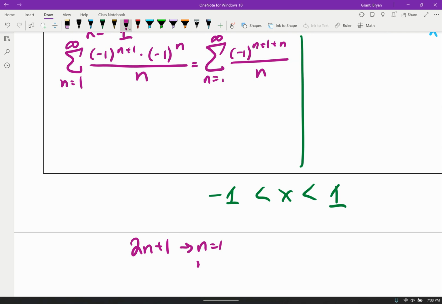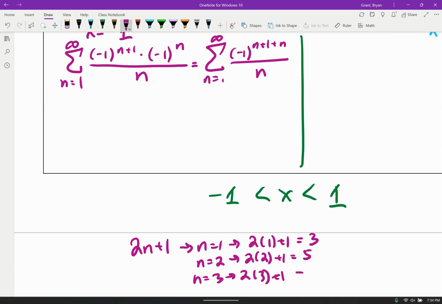So let's see, n equals 1, n equals 2, n equals 3. If n equals 1, we double it, so it becomes 2 times 1 plus 1. So you double it, so it's an even number. And then you add 1, that makes it an odd number. For the next one, you double it, it's even, add 1, it's odd. Same thing, double it, it's even, add 1, it's odd.